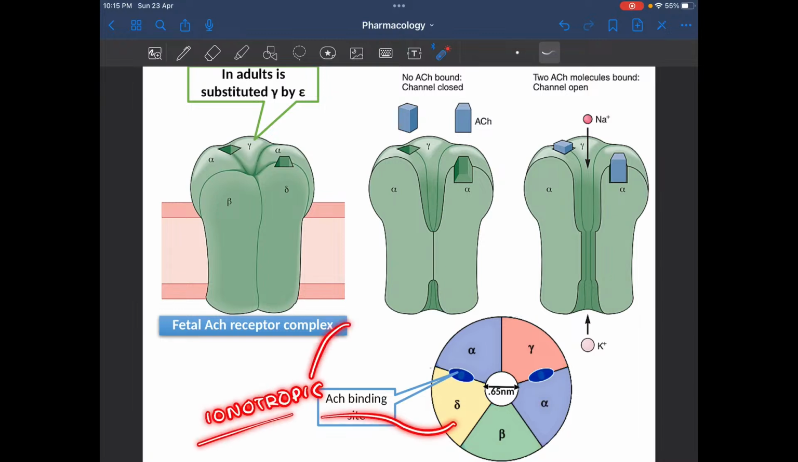Whenever a ligand binds to it, it functions as a channel and allows sodium to come inside. That is what I mean by an ionotropic receptor. So where are the acetylcholine binding sites? They're mainly between alpha and delta, and between alpha and gamma. So these are the two acetylcholine binding sites.